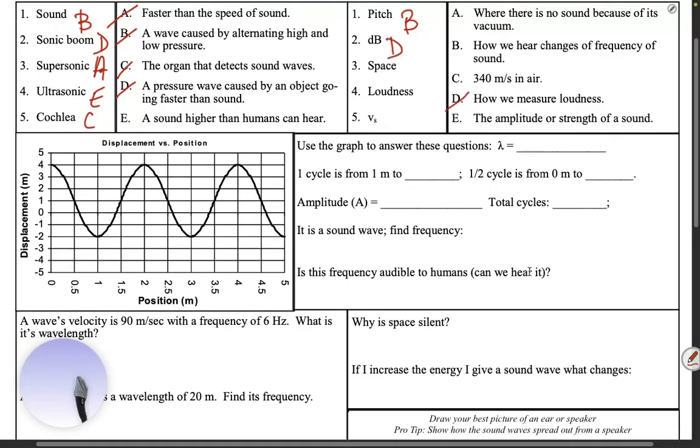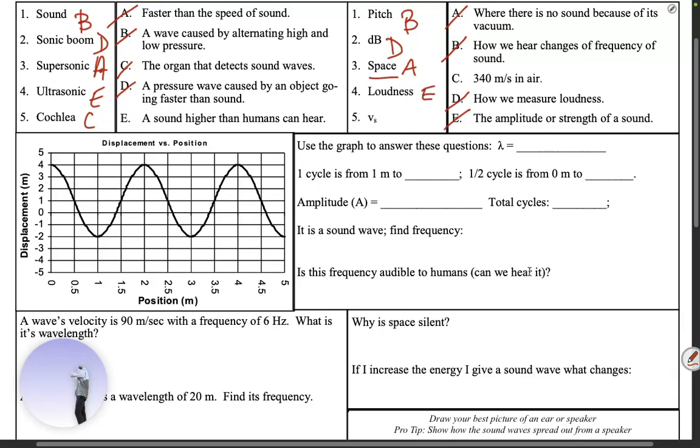You might go to a sporting event and they might say get loud and they show the decibel reader up on the big screen. Space, what's space? Where there is no sound because of its vacuum. That is space. Loudness. What is loudness? Well, we talked about how amplitudes of the wave, if you crank up your stereo, you'd be increasing your amplitude. So right here, the amplitude or strength of sound, that is your loudness.